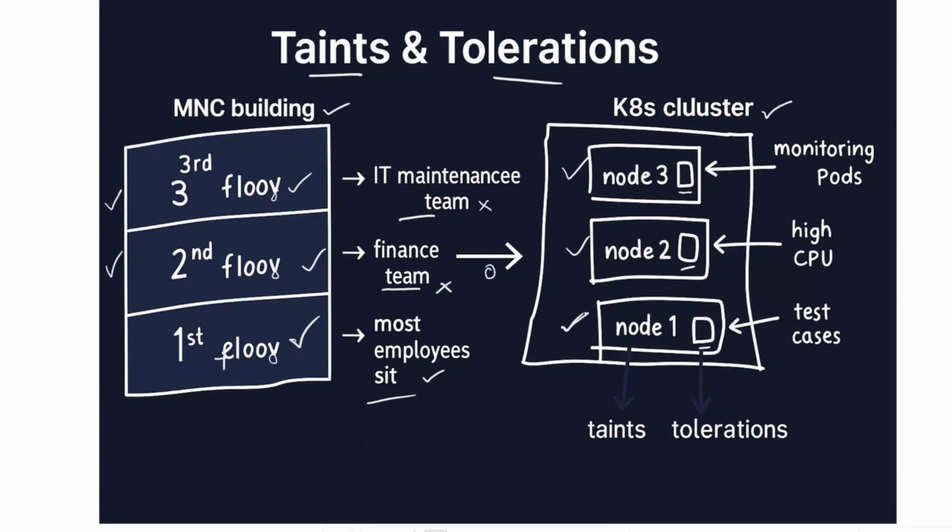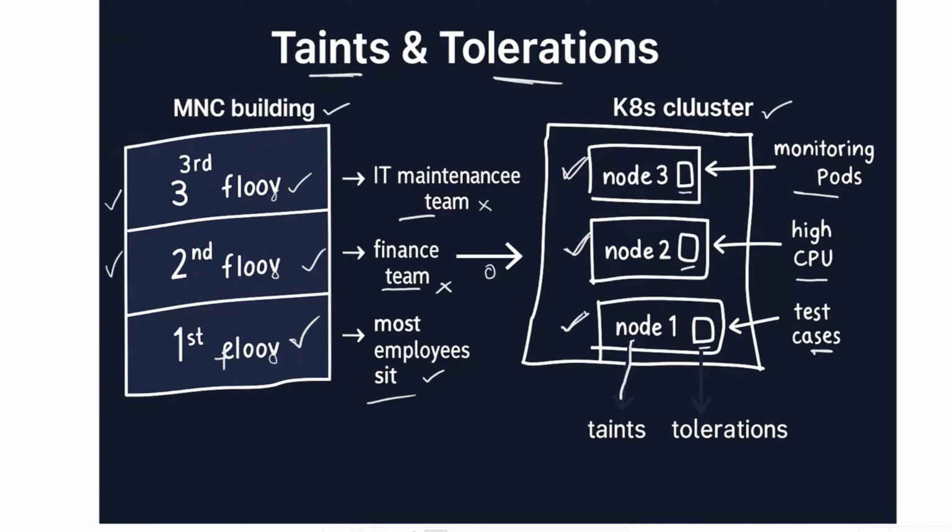The first node should only run pods for test cases. The second node should only run pods that require high GPU for performance tasks. The third node should run only monitoring pods. No other pods should be scheduled on these nodes. This is exactly what taints and tolerations do in Kubernetes.